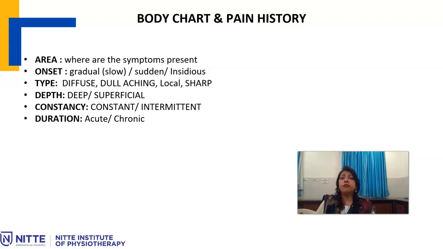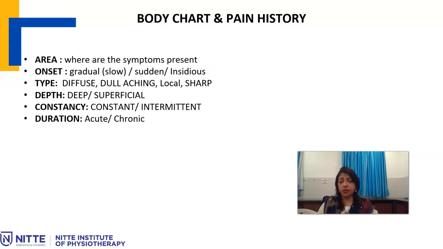Type of pain is diffuse, dull aching, local or sharp. Which means that different structures will produce different types of pain. So if it is diffuse, it can mean a muscular pain. A dull aching is about a muscular pain. Local can be more of bony symptoms. Sharp can also be about bony and ligament. So different structures will produce different types of pain. Depth of structures, whether the pain is deep or superficial. By this we can identify whether the structures which are causing the issue are deeper or they are superficial.